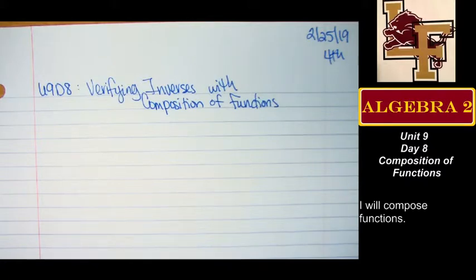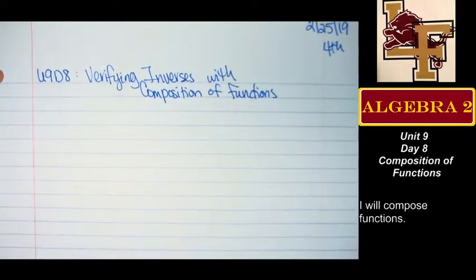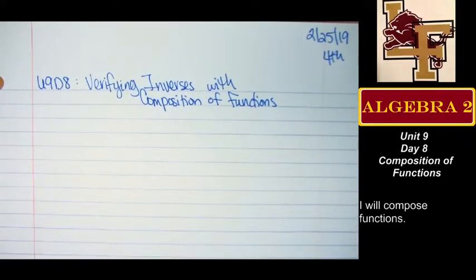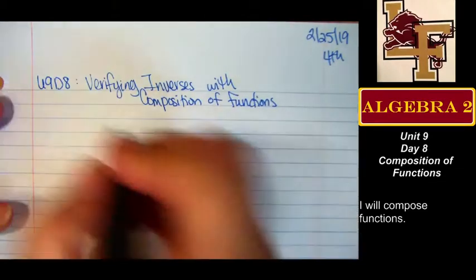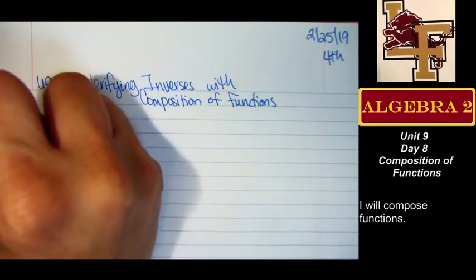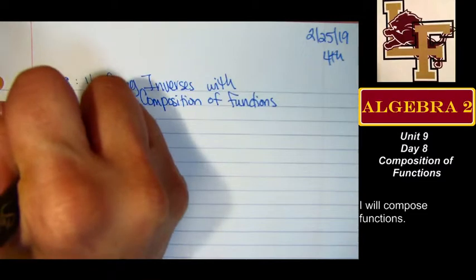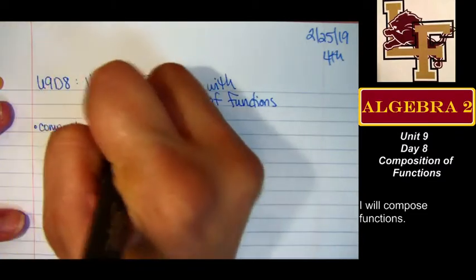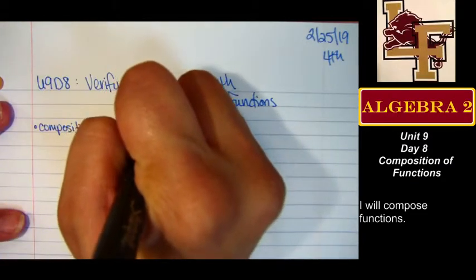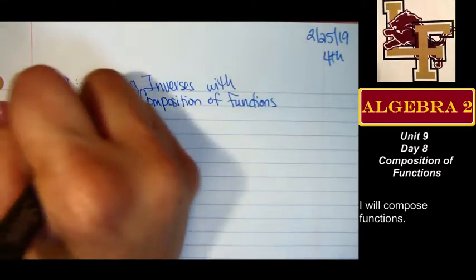So today is day 8. We're doing verifying inverses with composition of functions. We're going to be given two functions, and we've got to decide whether they're inverses of each other. In order to do that, we're going to do something called the composition of functions. Before we can do that, we've got to figure out what that is. So let's start today off with a bit of vocabulary and a definition. Composition of functions is our vocabulary word today.